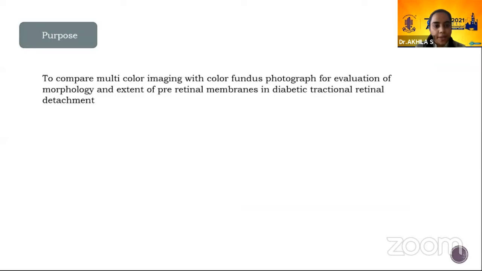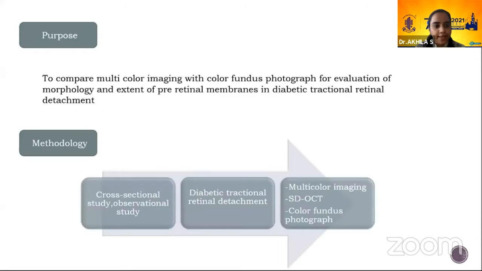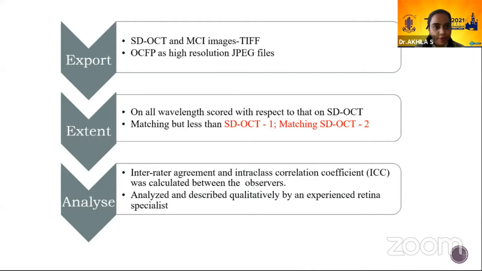Thus, our purpose was to compare multicolor imaging with color fundus photograph for evaluation of the morphology and extent of preretinal membranes in diabetic tractional retinal detachment. It was a cross-sectional observational study, wherein we included clinically diagnosed diabetic tractional retinal detachment cases. We subjected them to multicolor imaging, SDOCT, and color fundus photography. We exported the SDOCT and MCI images in their native format, and the Optos imaging, that is OCFP, as JPEG images. We made sure that the field and magnification were matched. And we looked at the extent on all the wavelengths and gave a score to each of them.